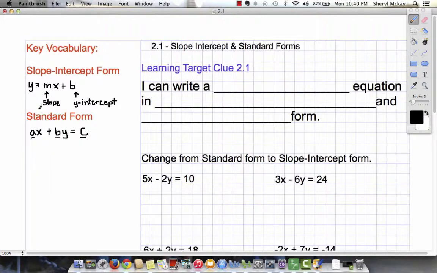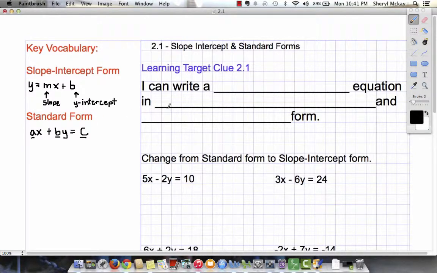Notice that in the slope-intercept form, we have the y all by itself, it's isolated, equals mx, which the m stands for the slope, but the x is on the other side of the equal sign, plus a constant. In the standard form, we have the x and the y on one side of the equal sign, and then the constant on the other side. So we're going to see how these all look as we do some problems.